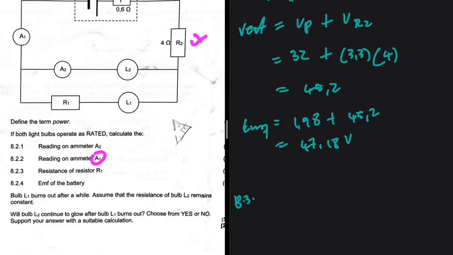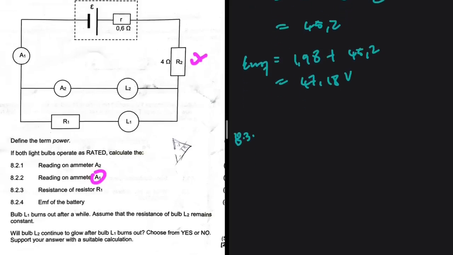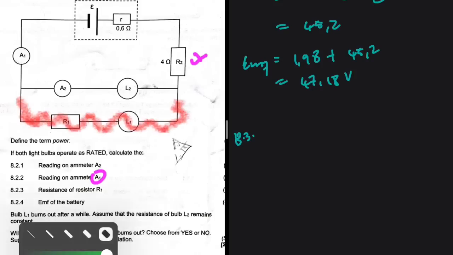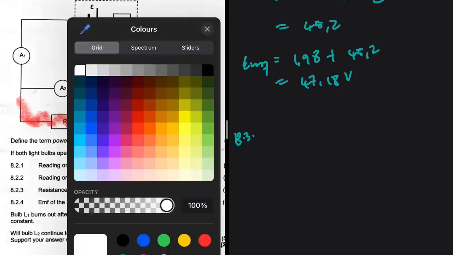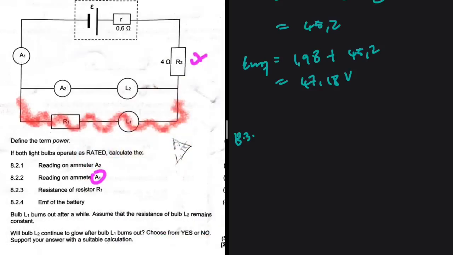So I'm thinking that it will continue to glow. So L1 burns out. First of all, we need to understand the consequence of L1 burning out. If L1 burns out, there's no current that is going to pass through here, right? There's no current that is going to pass down that path. So that path is essentially out of play. That is the consequence of L1 burning out, right? It's not going to short circuit the circuit. Usually when bulbs burn out, they just act as a voltmeter of some sort, right? There's no current that passes anymore. It does not short circuit the circuit, right?